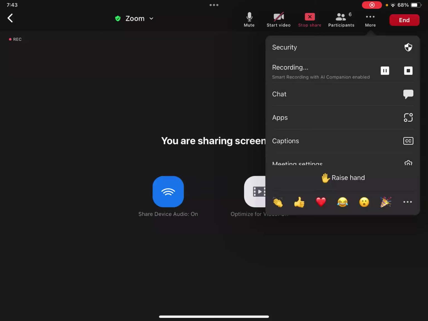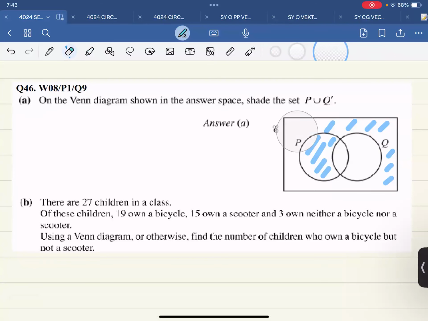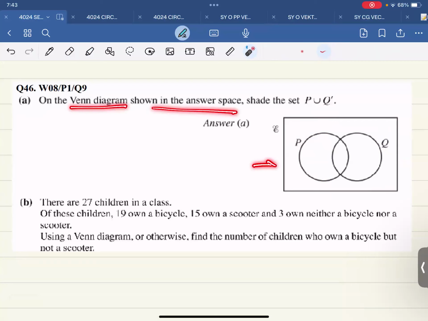Now, let me look at this question once again. Let me erase the things so I can start fresh with this without any interruption. So now the question says, on the Venn diagram shown in the answer space, that's right over here, shade P union Q complement. Now, first of all, this is Q.